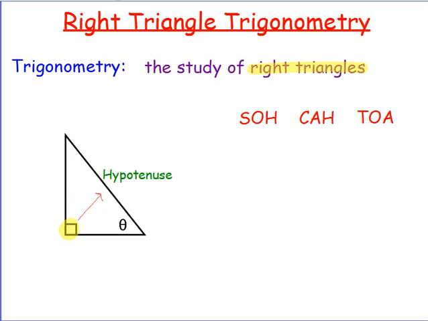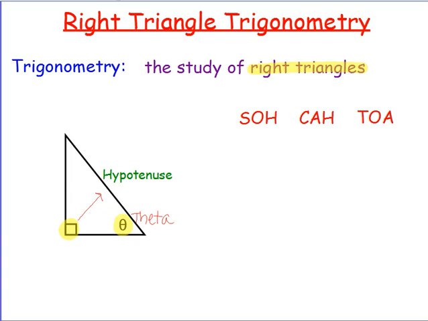So this other little symbol right here, that symbol is called theta. Theta is a Greek letter, but it's the symbol that we use to represent angles in a triangle. When you are solving these triangles, the first thing that you label is your theta. Which angle do you want to be your focus?